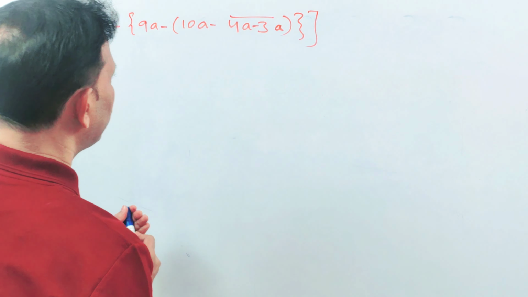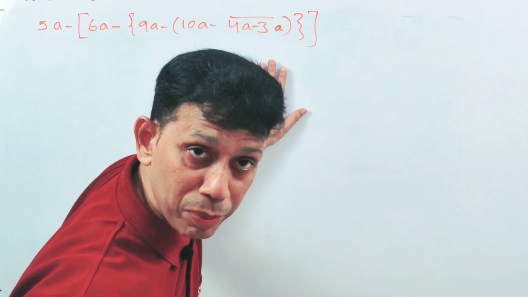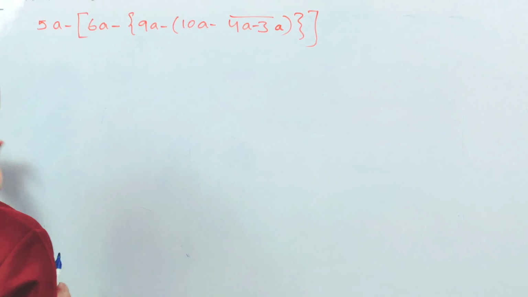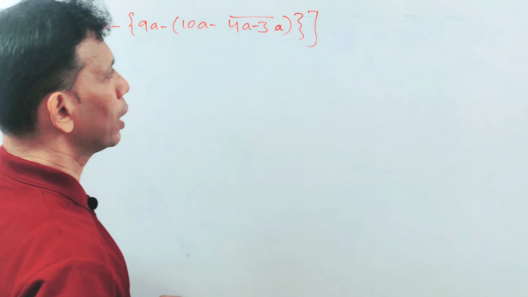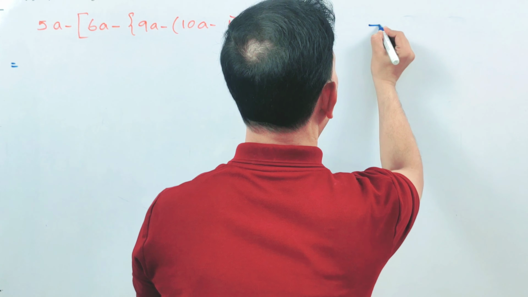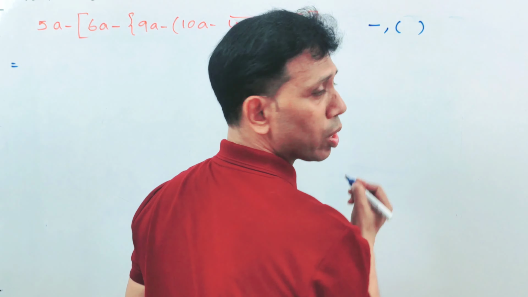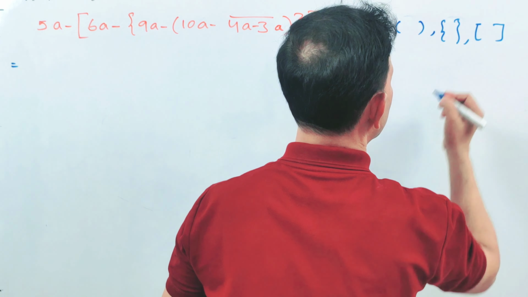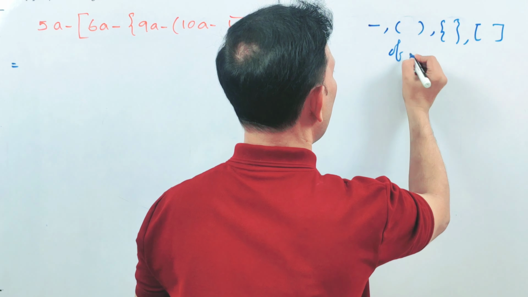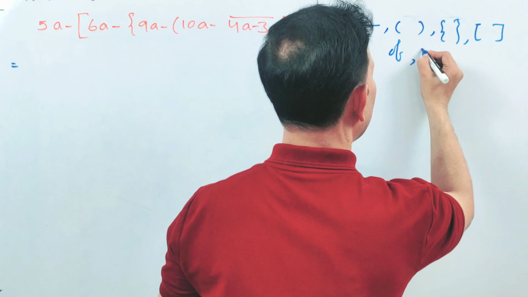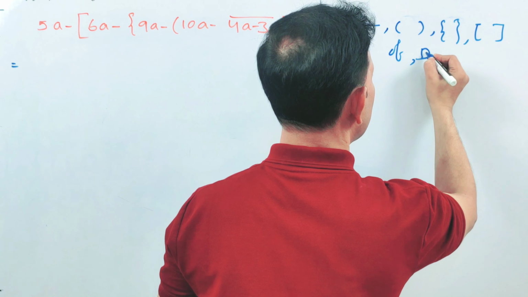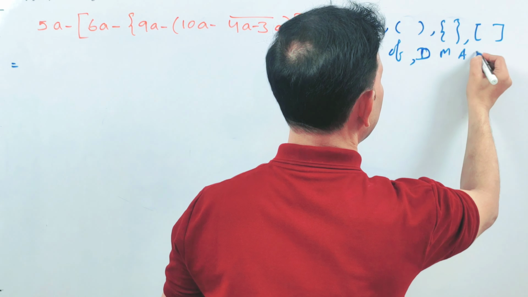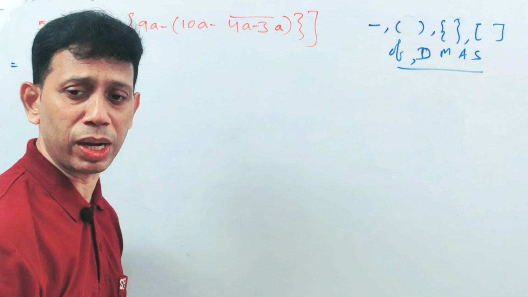The question is ready here. We will solve here. I have given a bar bracket also, that is vinculum, and we will solve. Again, according to the sequence of the brackets, bar bracket will be solved first, then the circular bracket, then the curly bracket, and then the square bracket. And after brackets, if of is there, it will be solved. Then BODMAS, that is division, will be solved. Then multiplication, then addition, then subtraction. In this sequence it will be done.